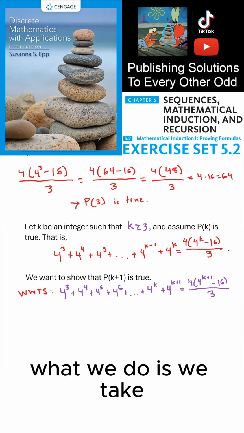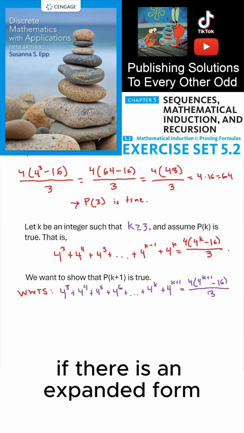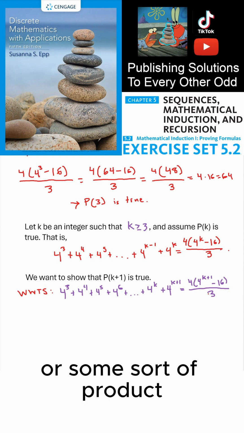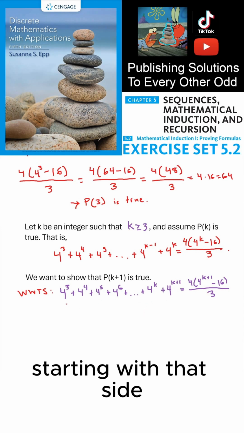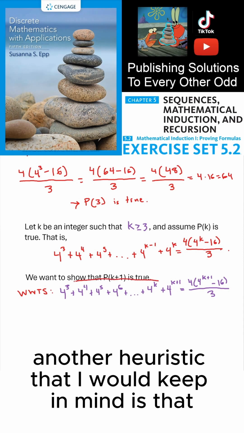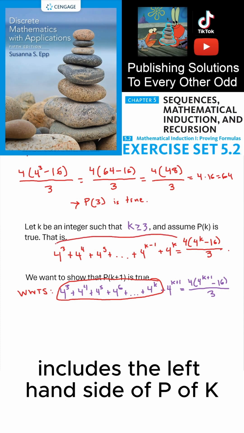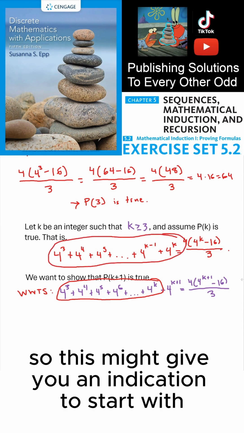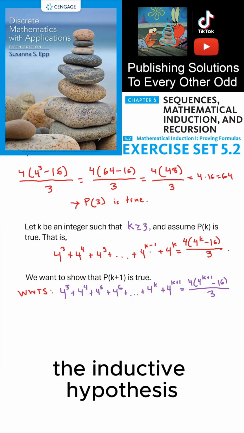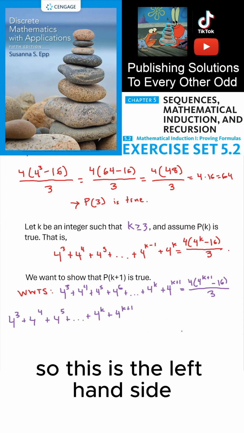What we do is we take either the left-hand side or the right-hand side. If there is an expanded form or some sort of series or product, I recommend starting with that side, which in this case is the left-hand side. This is a series. Another heuristic to keep in mind is that this left-hand side includes the left-hand side of P of k. This might give you an indication to start with the left-hand side, since we'll be able to use the inductive hypothesis immediately. So let's start with the left-hand side. This is the left-hand side.